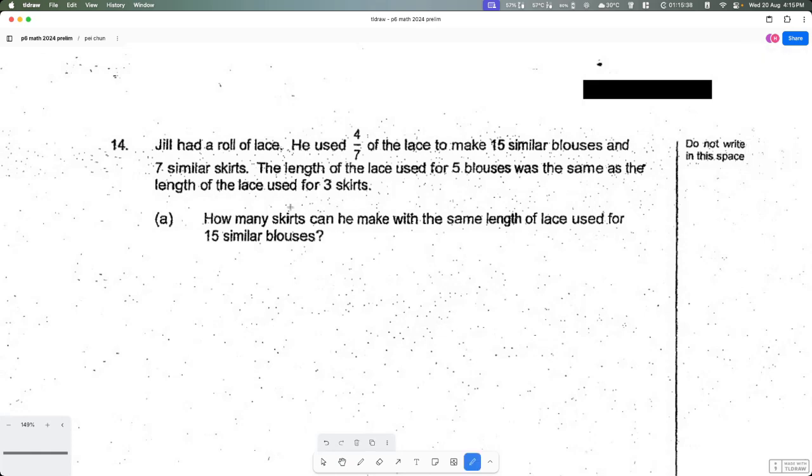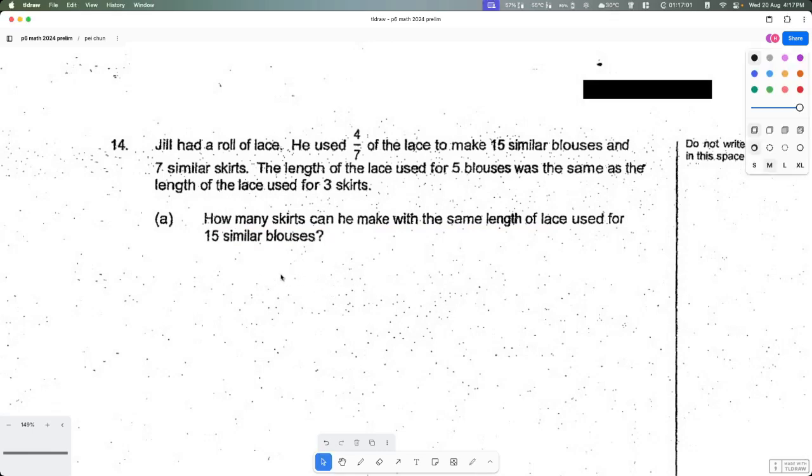All right, question 14. Jill had a roll of lace. He used 4/7 of the lace to make 15 similar blouses and 7 similar skirts. The length of the lace used for 5 blouses was the same as the length of the lace used for 3 skirts. How many skirts can he make with the same length of lace used for 15 similar blouses?